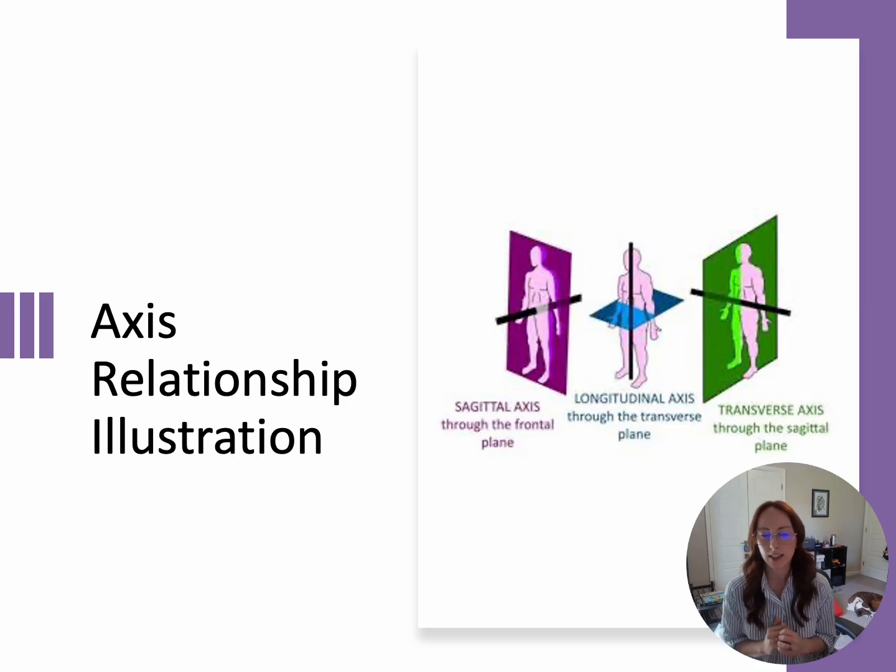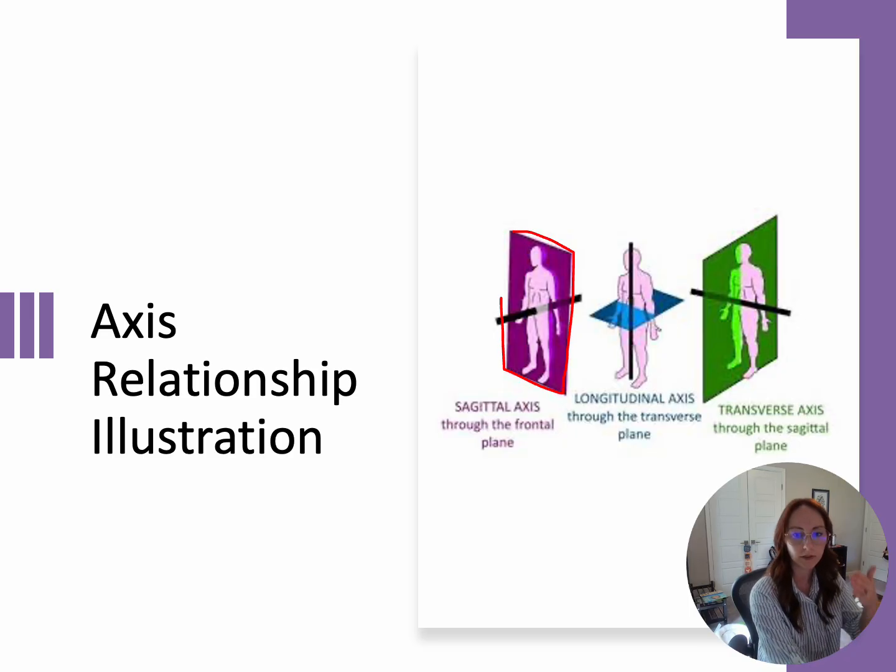So here is an illustration to help kind of bring that relationship all together. So you have the planes. So we have the sagittal plane. So again, it's dividing the body into that front and back location. And then the axis is perpendicular to it. So you have, oh, sorry, I said this wrong, the frontal plane, sorry, and then the sagittal axis. And then we have the longitudinal axis along the transverse plane. And then we have the transverse axis along the sagittal plane.